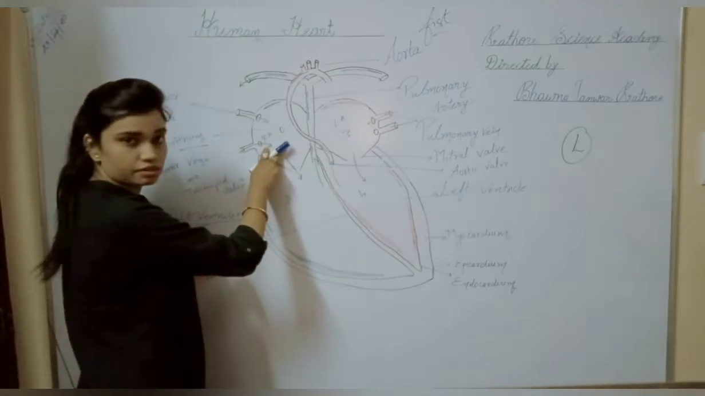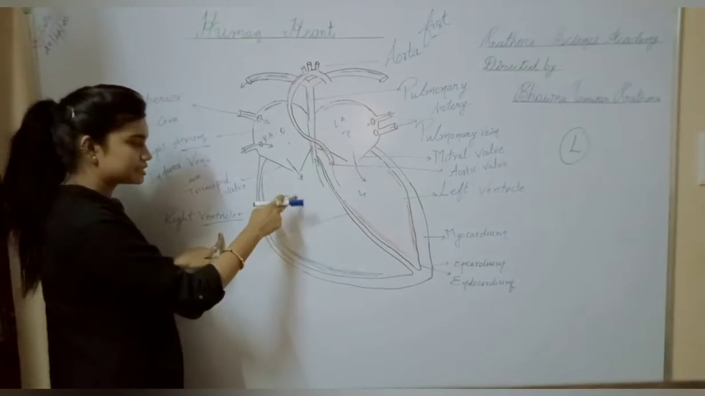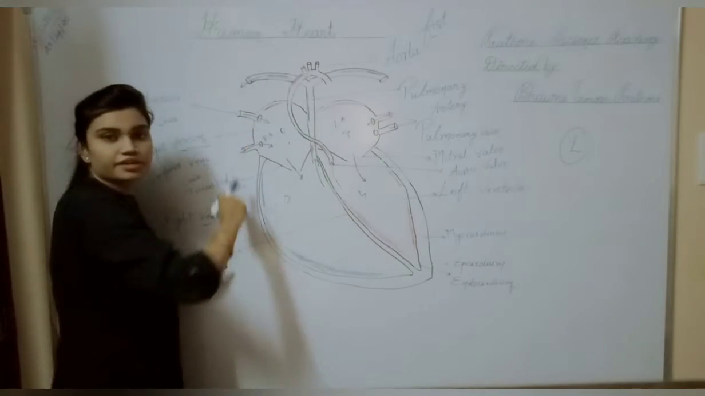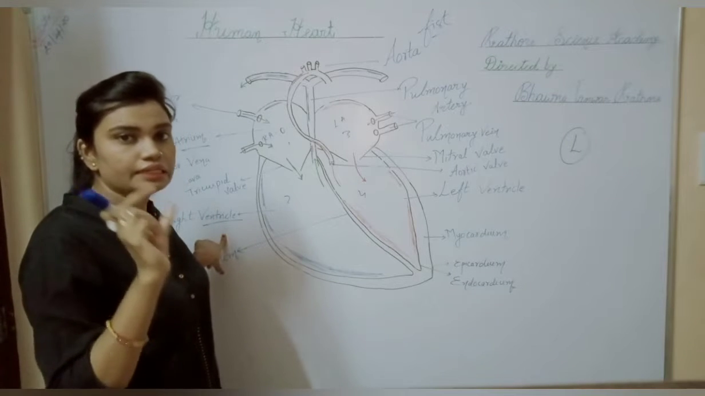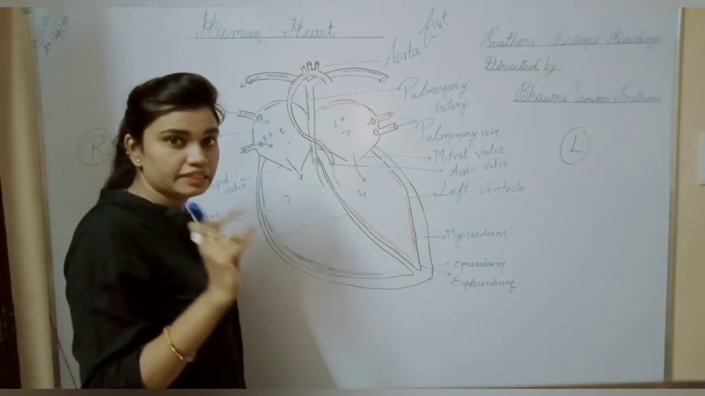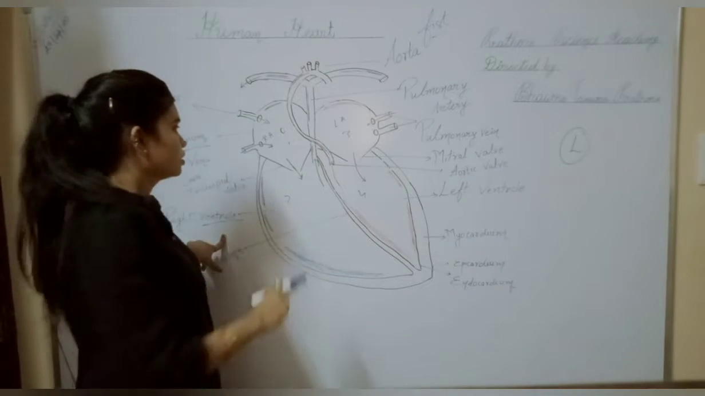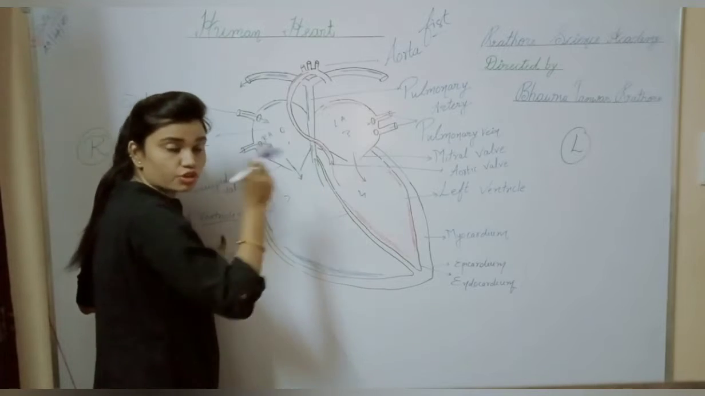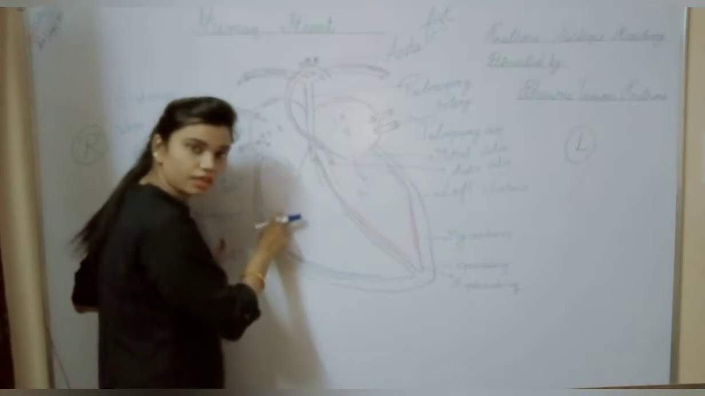So this atrium is known as right atrium and this ventricle is known as right ventricle, and the whole right side of the heart has deoxygenated blood, which we call impure blood. Deoxygenated means lack of oxygen. The blood brought from the body is impure blood, in which there is absence of oxygen.